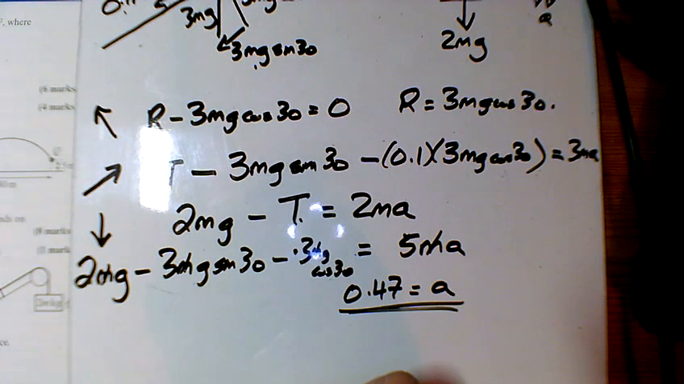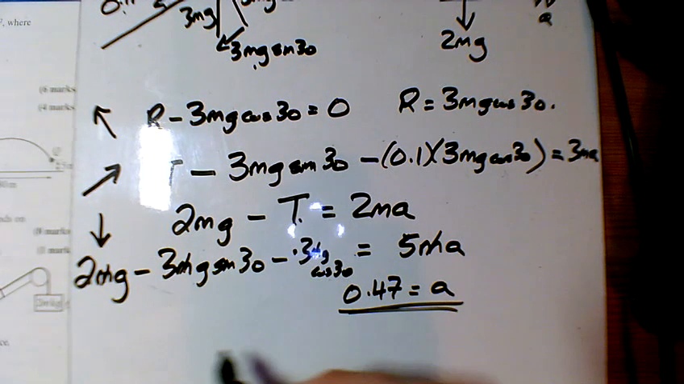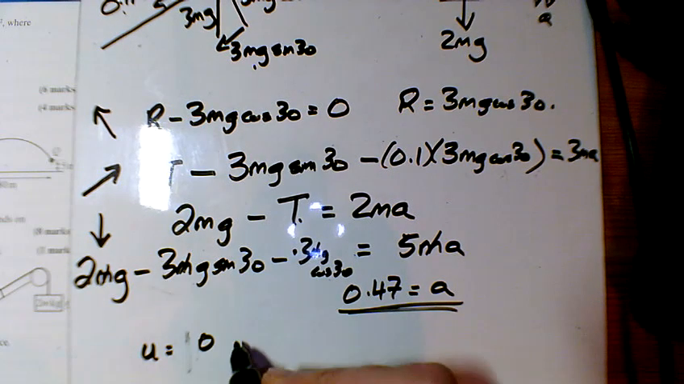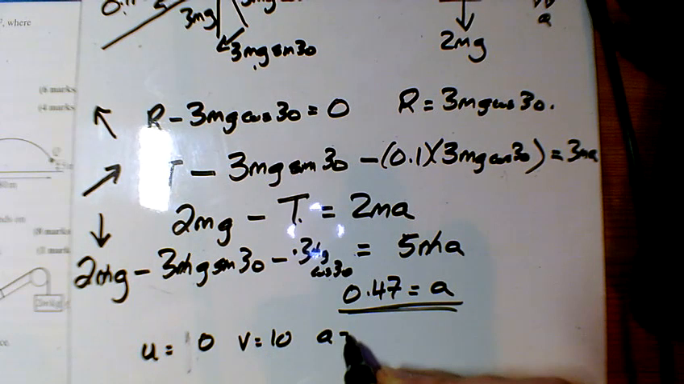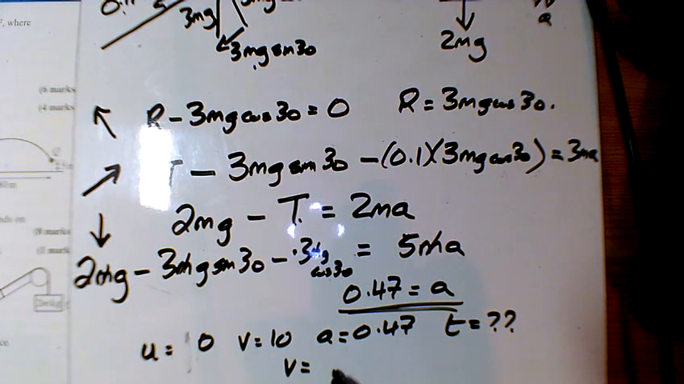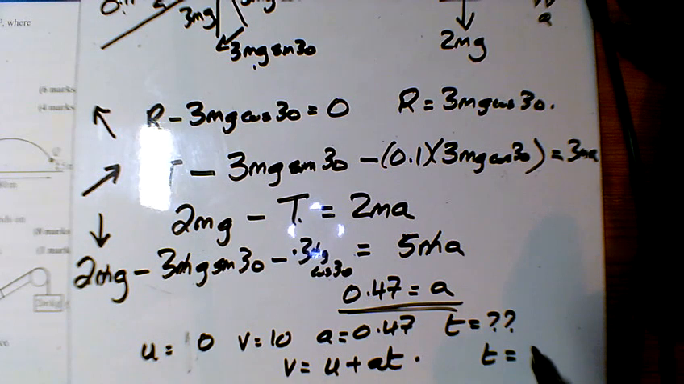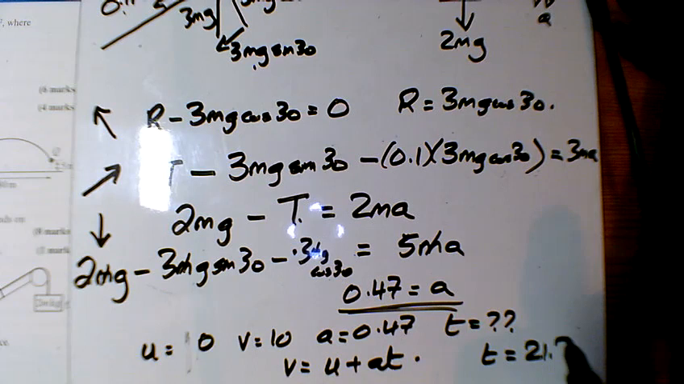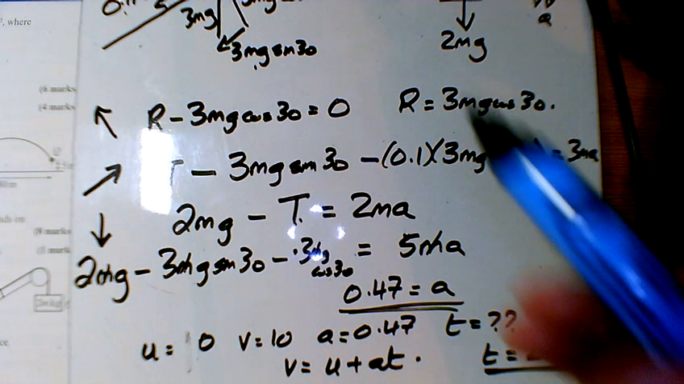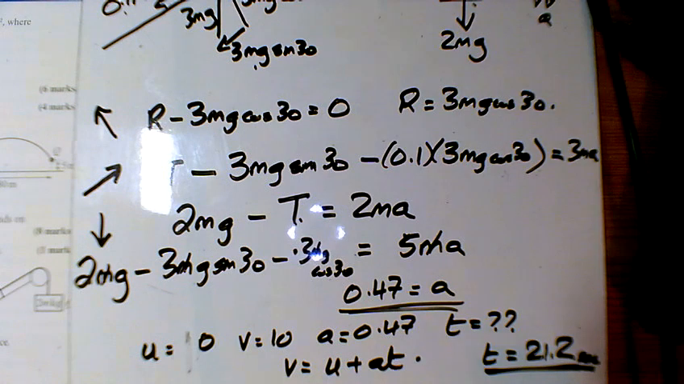Oh, I thought that was it. It doesn't. It says find the time taken for the speed to reach 10. So look, now I've got u is 0, v we want it to reach 10, the acceleration we know is 0.47. Find out the time. Let's just use v equals u plus at. I'm getting t to be 21.2 seconds. An assumption I've made is that it's not reached the pulley, and I've assumed the other one's not reached the ground. That's the sort of thing I'm going for there.